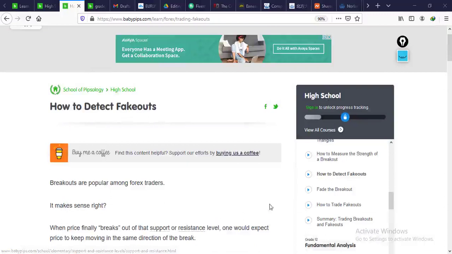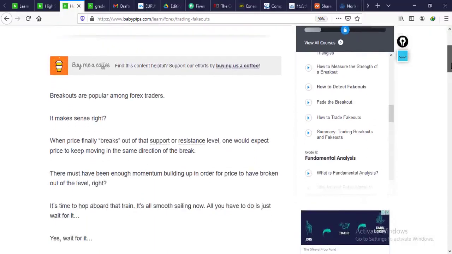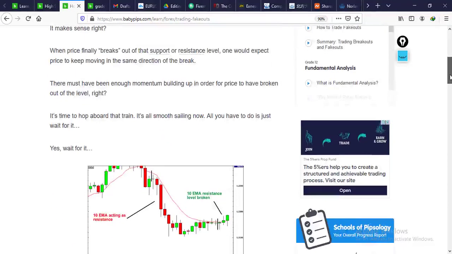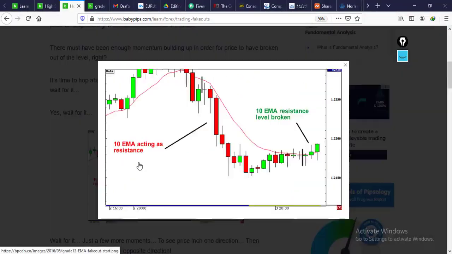So here we are, how to detect fakeouts. Breakouts are popular among forex traders, and it makes sense. Everybody wants to enter the market once price breaks out of an area of consolidation. Now, when you see price break out, it's not important for you to just jump in then. Why? It is good for you to wait.